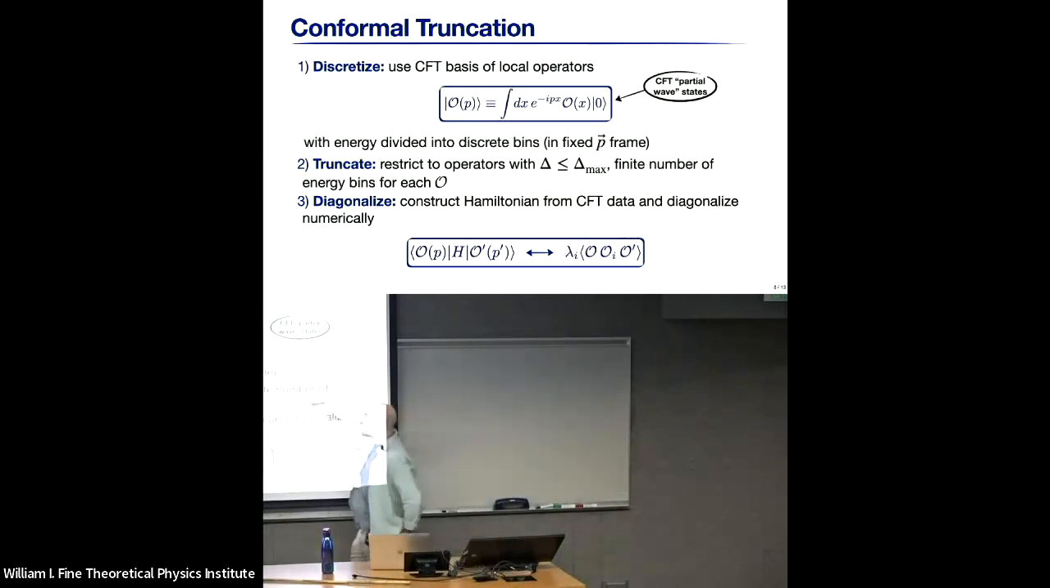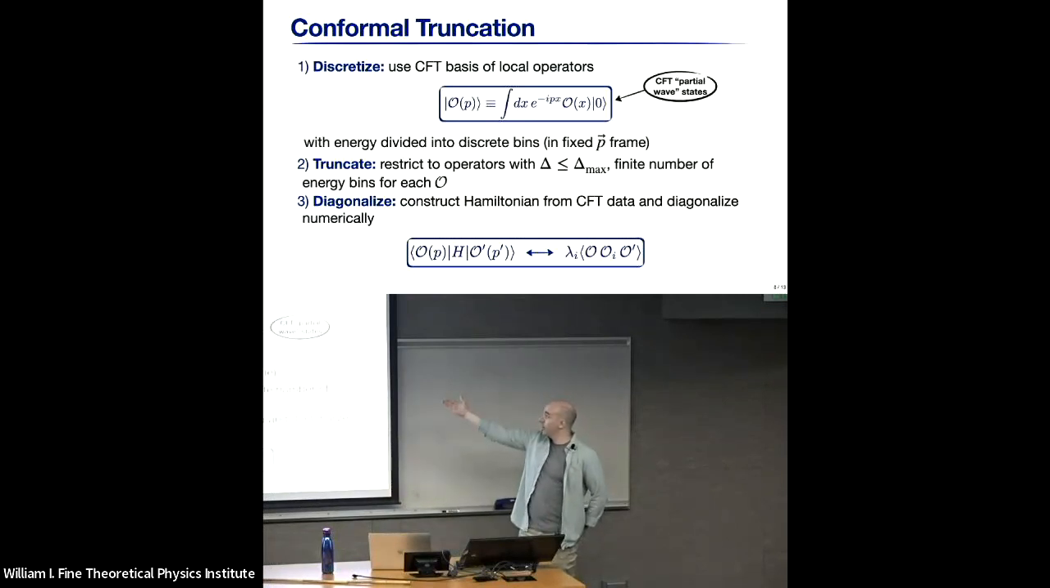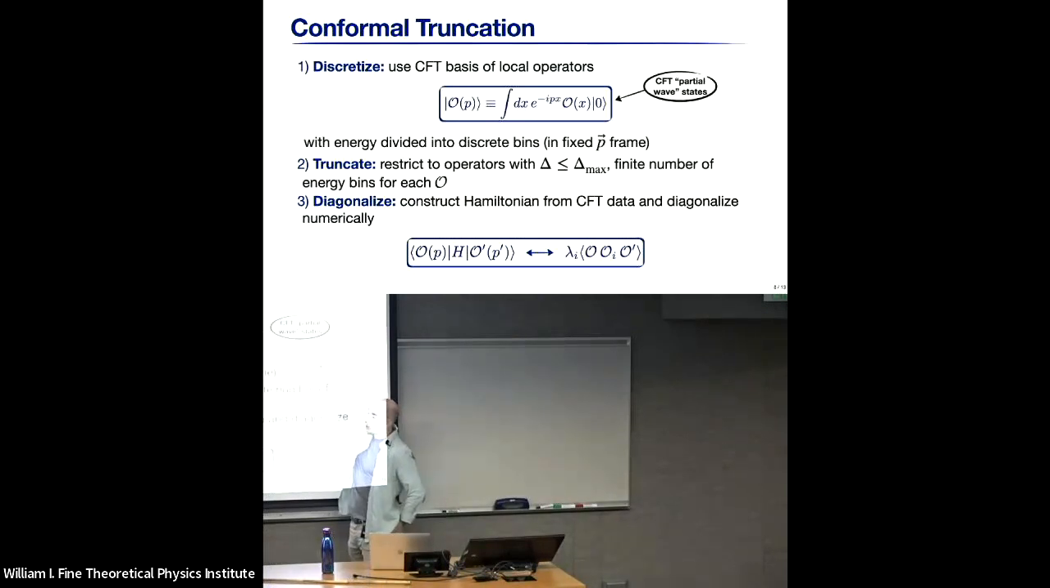And so the spectrum of operators is discrete. But for each operator, we have a continuum of states. So what we're interested in are systems that preserve translation invariance. To make maximal use of this, we're going to go to Fourier, to momentum space. And so we can think of these objects as CFT partial waves.